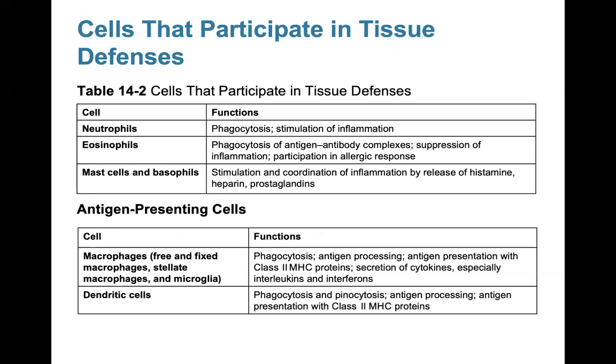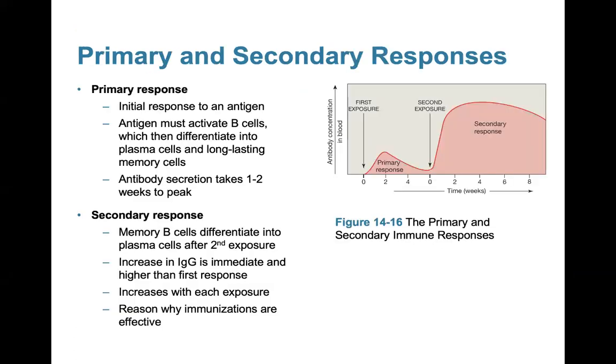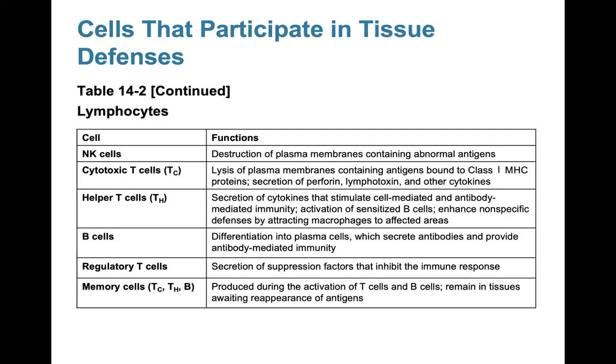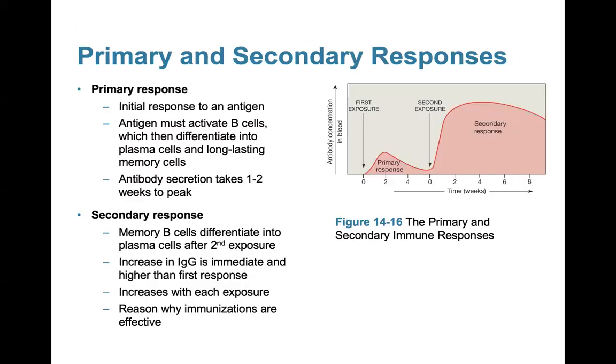And then here we have just a summary of a lot of the cells that participate in the immune response. Neutrophils, eosinophils, mast cells, macrophages, dendritic cells, natural killer cells, cytotoxic and helper T cells, B cells, regulatory T cells, memory cells. So, just look over the functions of all these. I'm sure I asked questions on these various functions, so they're all defined here.